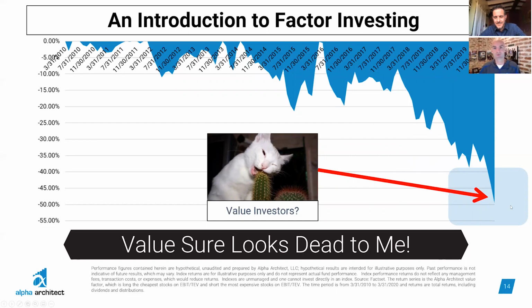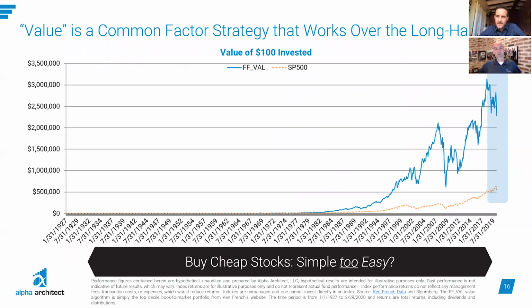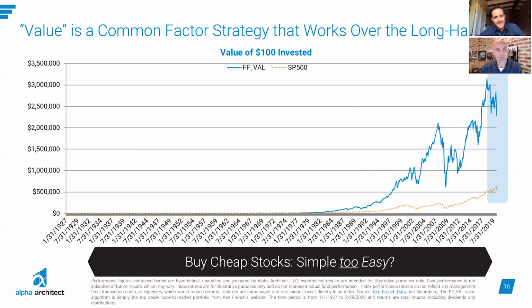And value as a factor surely looks dead to me because people have lost over half their money had they been long these stocks and short the more expensive ones. So are these value investors just crazy, or what the heck are they thinking? Well, let's dig in a little bit more. So first off, why would anyone want to buy these value stocks in the first place, right? This chart up here is not very pretty and doesn't convey a great story. Why were these people doing this?